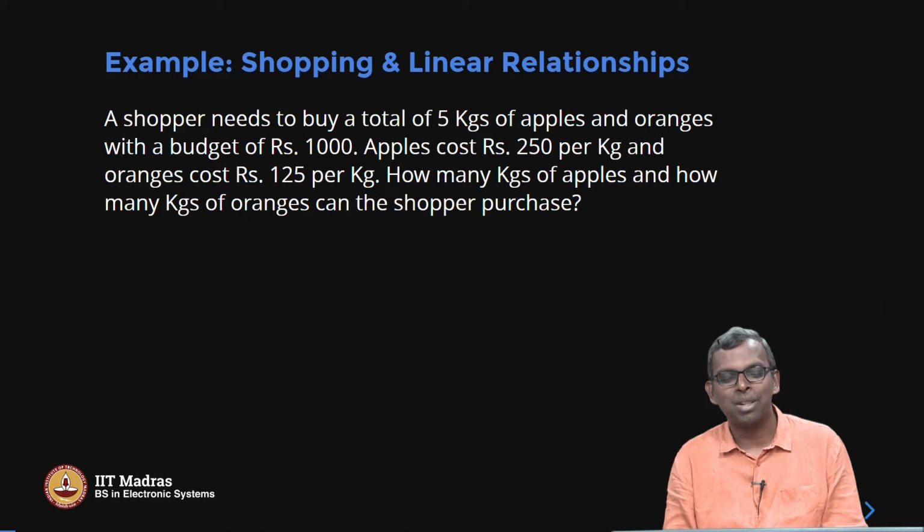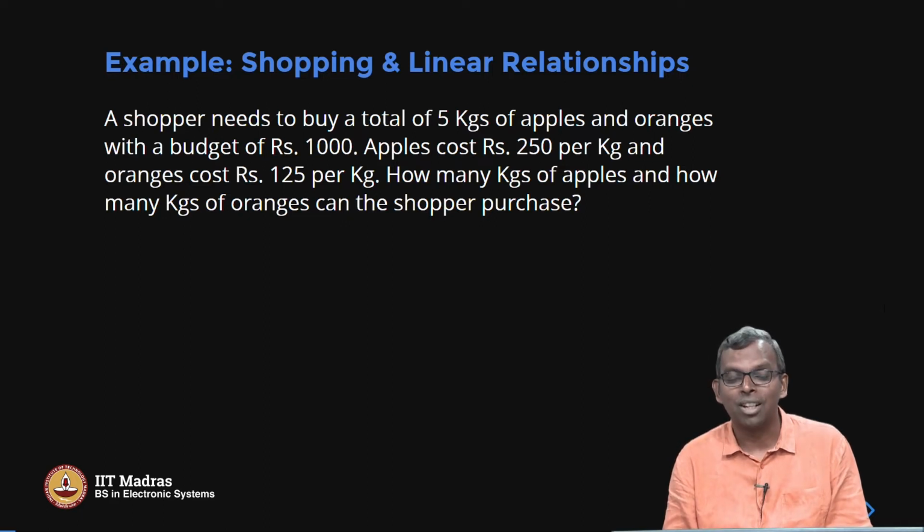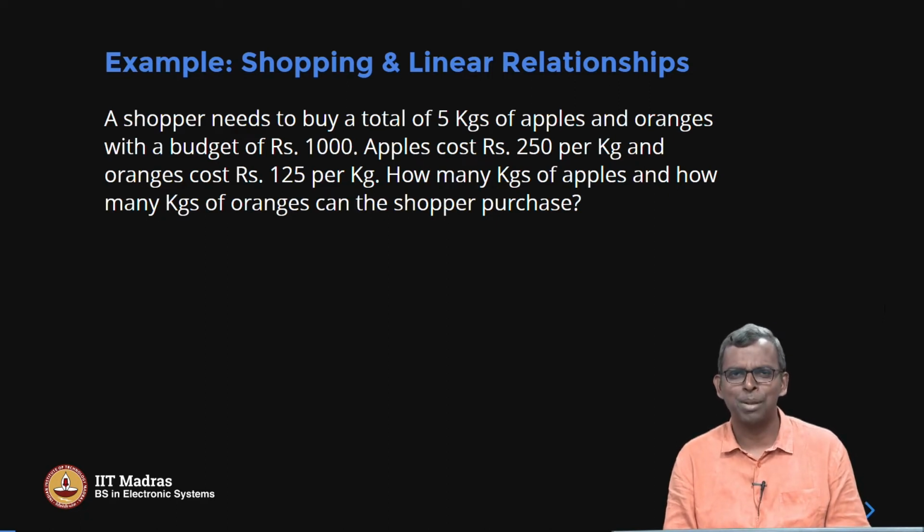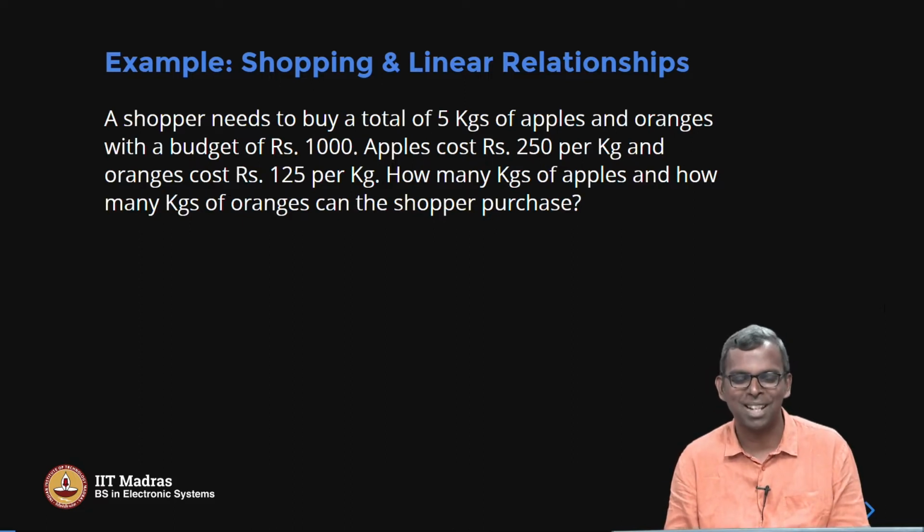So the shopper needs to buy a total of 5 kilograms of apples and oranges with a budget of rupees 1000. So there's 1000 rupees for the shopper. A total of 5 kgs have to be bought. Why 5 kgs? Maybe the bag the person carries can carry only 5 kgs. It'll break after that, who knows, right? So some rule like that. And 1000 rupees, why 1000? I mean, that's all, right? So the person has only 1000 rupees.